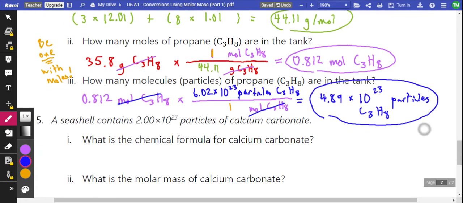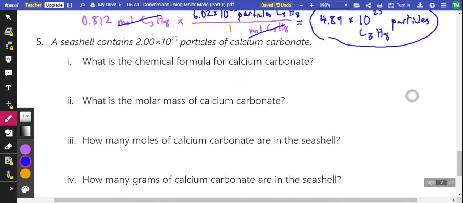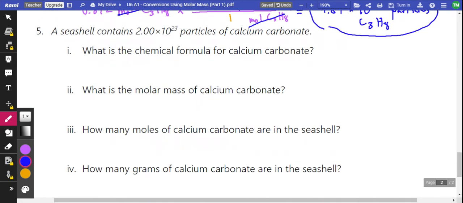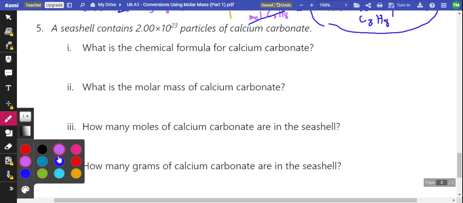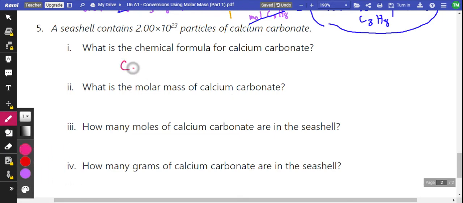A seashell contains 2.00 times 10 to the 23rd particles of calcium carbonate. What is the chemical formula for calcium carbonate? Well, the calcium part is going to be the element calcium, so let's put that there. On the periodic table, let's do it in pink, keeping consistent with what I did before. Calcium has a charge of positive 2, so put a little 2 plus up there.